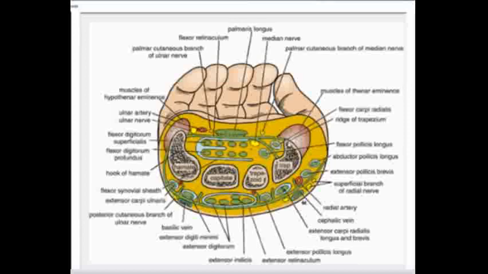Second group, these are structures that pass deep to the flexor retinaculum, and this means these structures pass through the carpal tunnel, as you know. And these structures from medial to lateral: first, tendon of the flexor digitorum superficialis muscle; second, median nerve; third, tendon of flexor pollicis longus muscle; and fourth, the tendon of the flexor carpi radialis muscle.